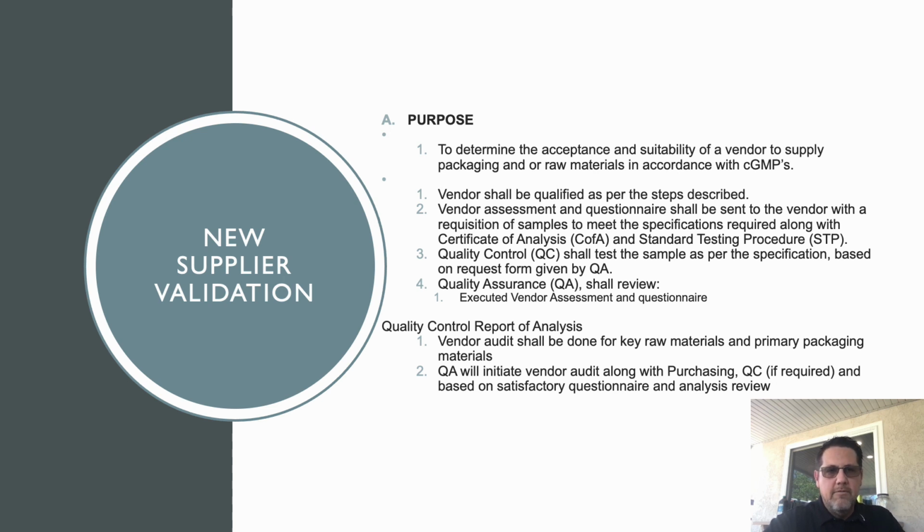So a new supplier validation brings forth a purpose to determine the acceptance and suitability of a vendor to supply packaging and/or raw materials in accordance with CGMPs. CGMPs are good manufacturing practices, and those represent the ability for a supplier to deliver good quality goods to you and open up the opportunities for you to create a sustainable supply chain. So doing this, we look at the ability of the vendor, the suitability, compatibility within your supply chain. We look to see that they are qualified in the steps described below.